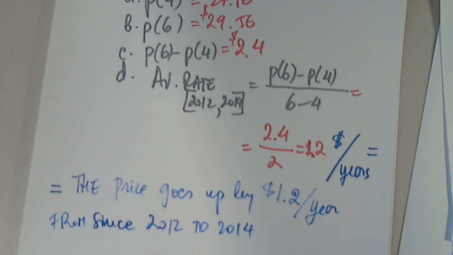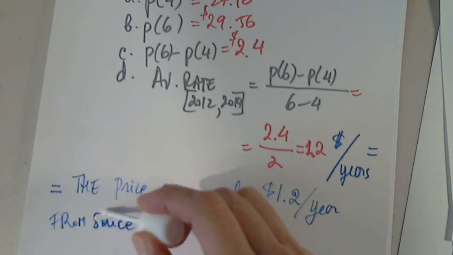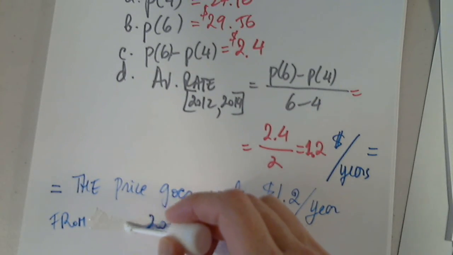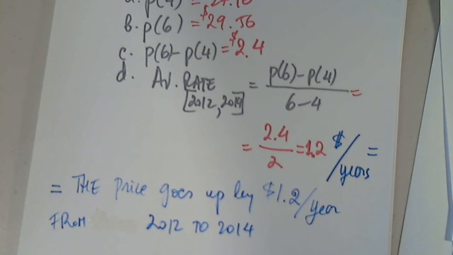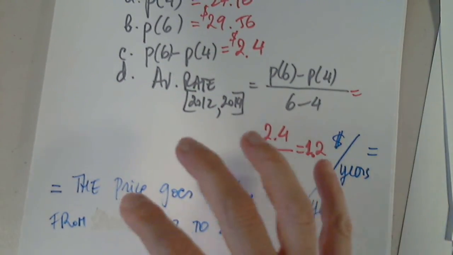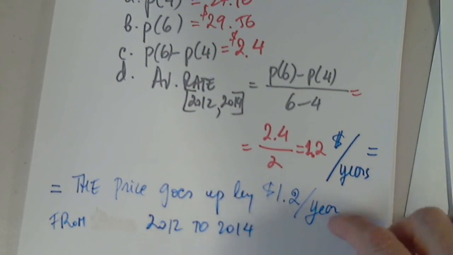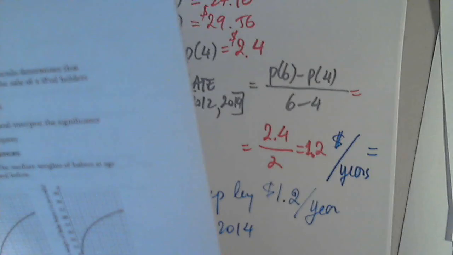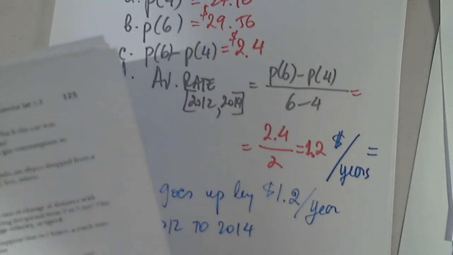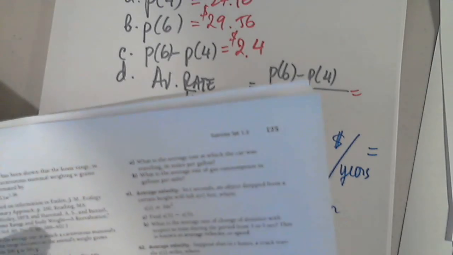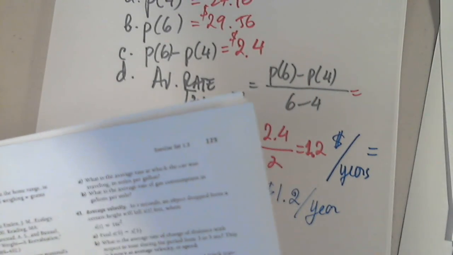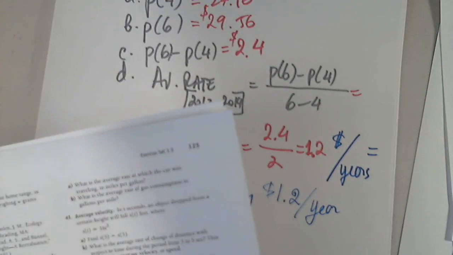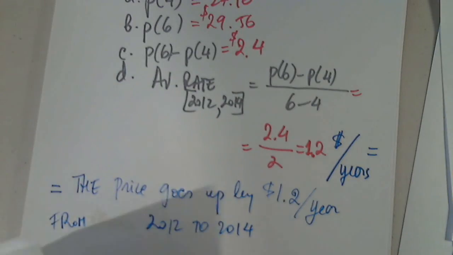So the price of the ticket for the baseball games appears to be going up because the rate of change is positive. It's not decreasing, it's increasing. So the price is increasing by $1.2 per year from 2012 to 2014. Let's also look at the population change because it's a different function. So I like to look at that, and maybe home range or radar range, average velocity, any of that on the last page so we can continue.